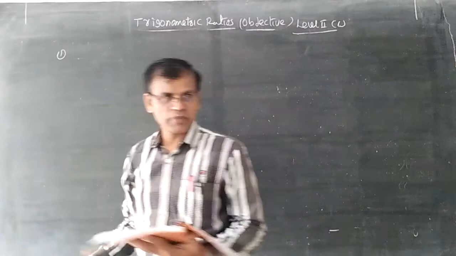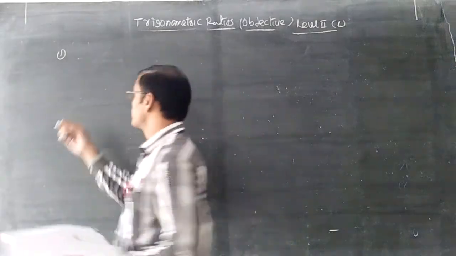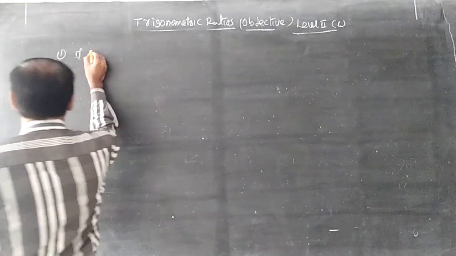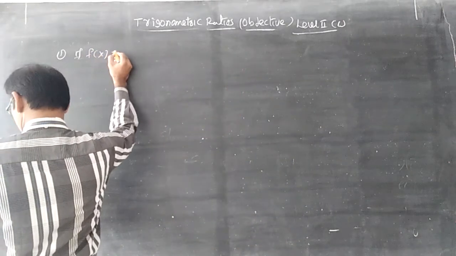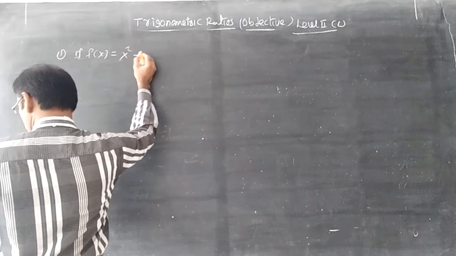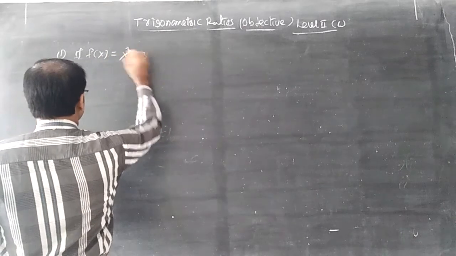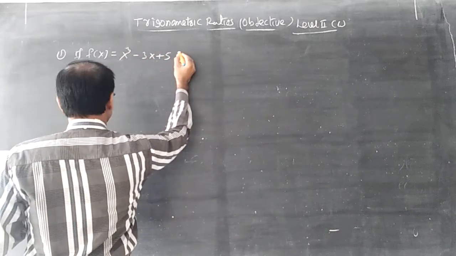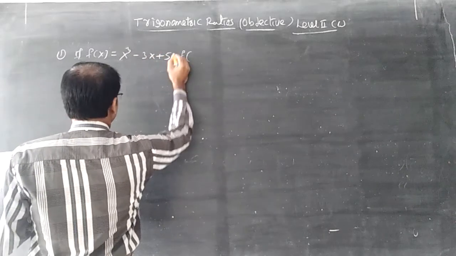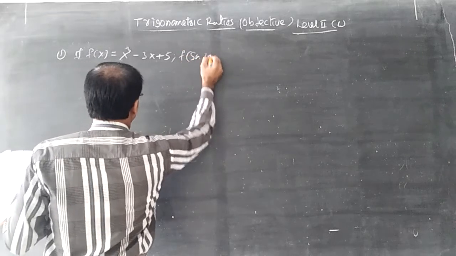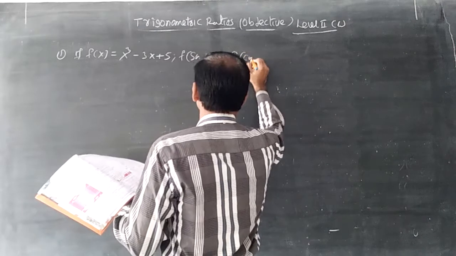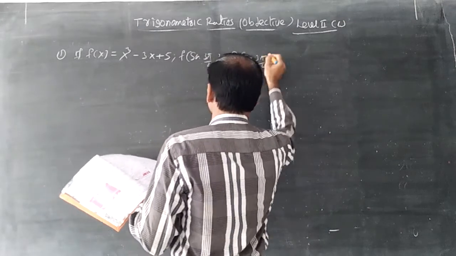If f of x is equal to x cube minus 3x plus 5, then you have to find the value of f of sin 3 pi by 2 plus f of cos 3 pi by 2.